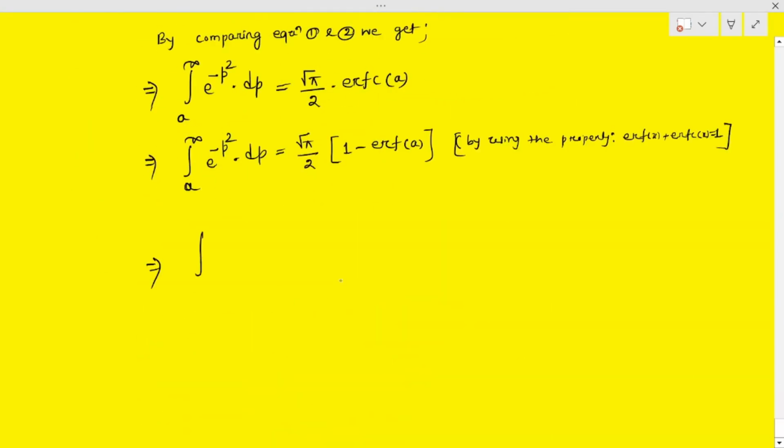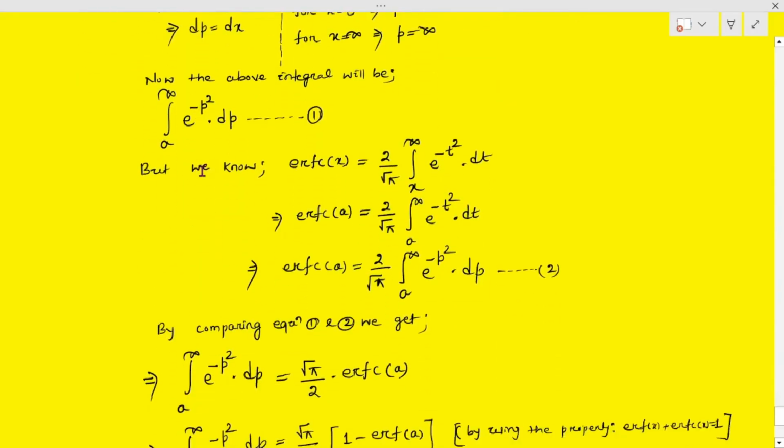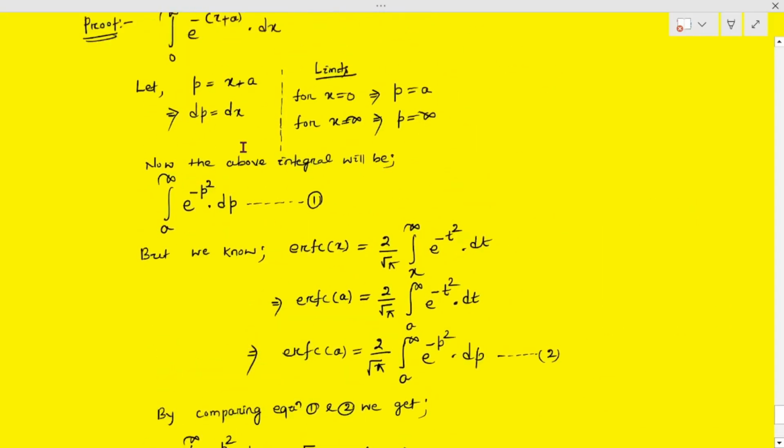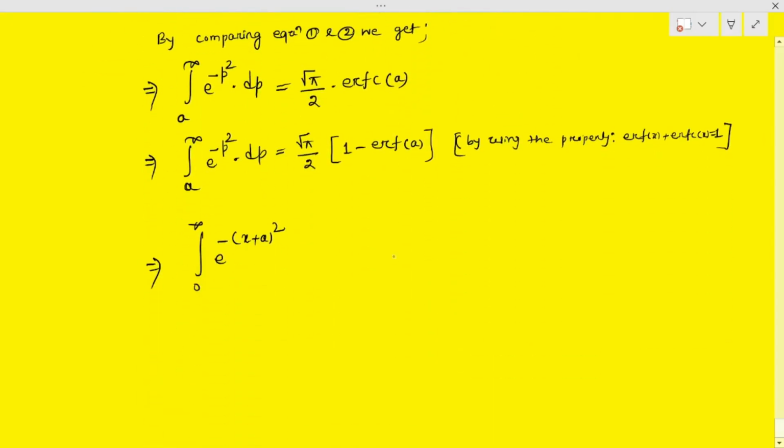That implies the integral from 0 to infinity of e to the minus x plus a whole square. See, from here, by considering this integral we found this integral, then by comparing 1 and 2 we found this much value. So obviously this value, the integral of e to the minus x plus a whole square dx, is equal to root pi by 2 whole into 1 minus error function of a. Proved.